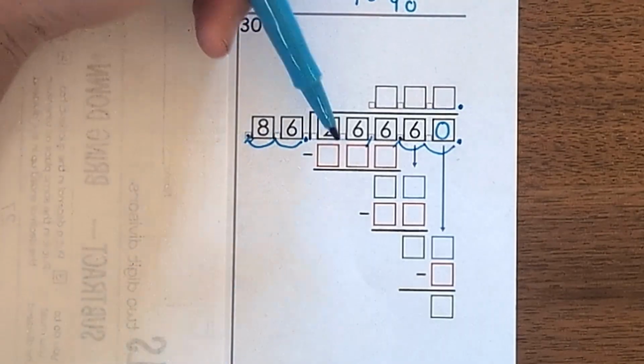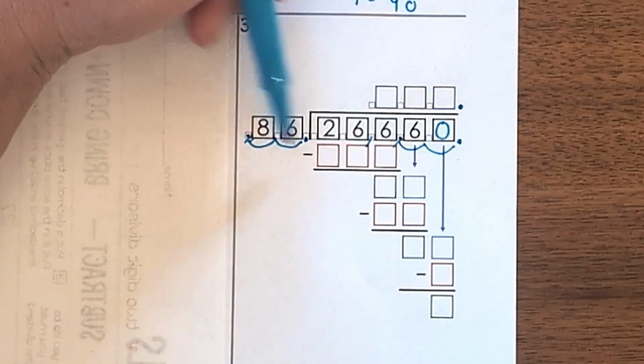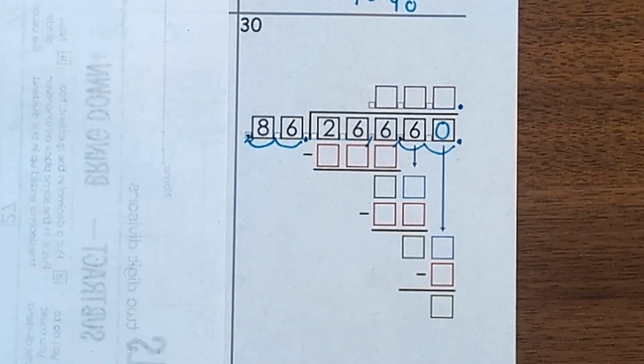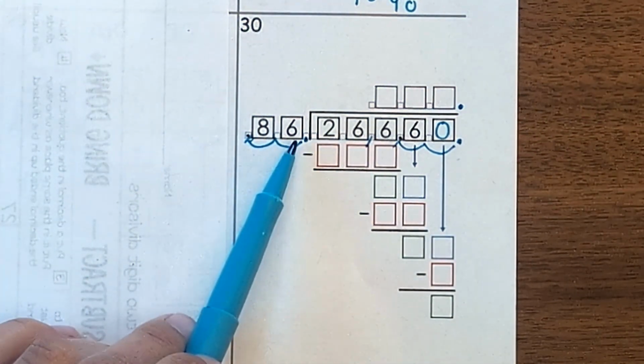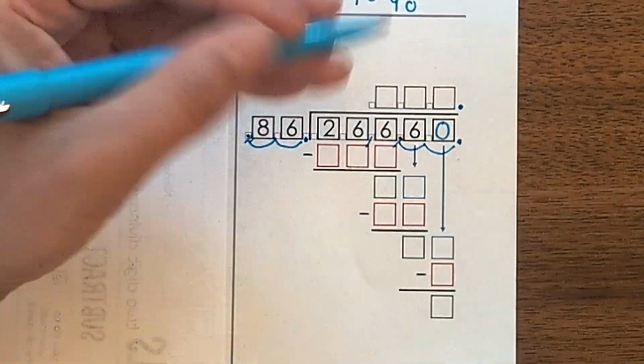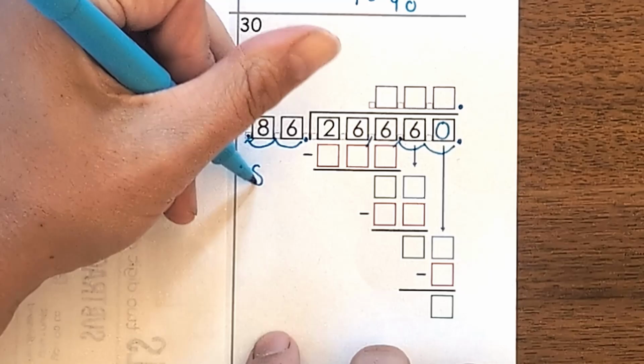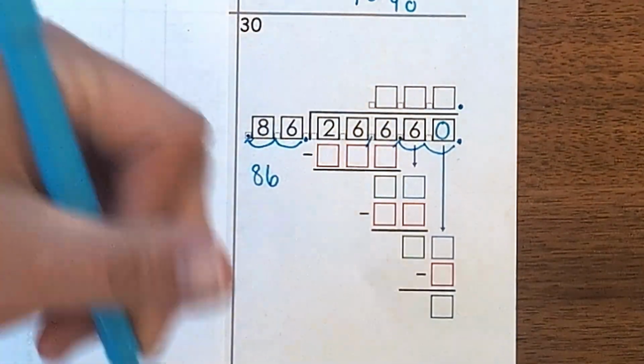All right, let's get started. So we are now doing 26,660 divided by 86. Wow. And this is the number you're working with. You're seeing how many times it fits into everything. So I'm going to write out the multiples of 86 because I don't know them. Basically, I'm doing repeated addition.